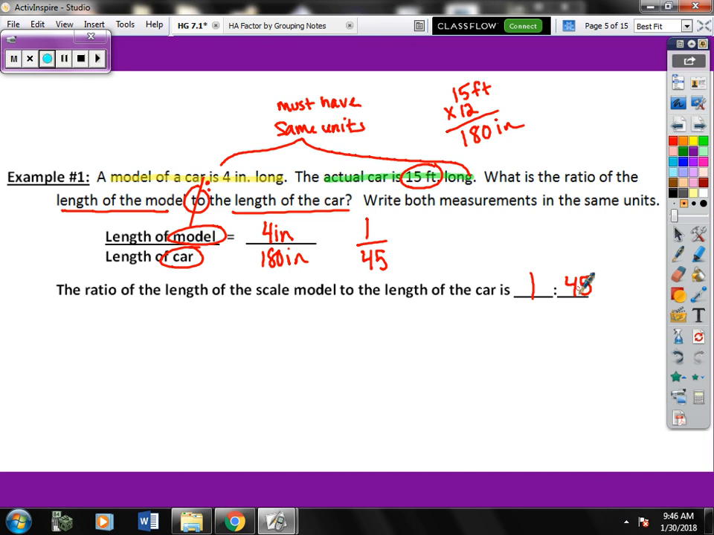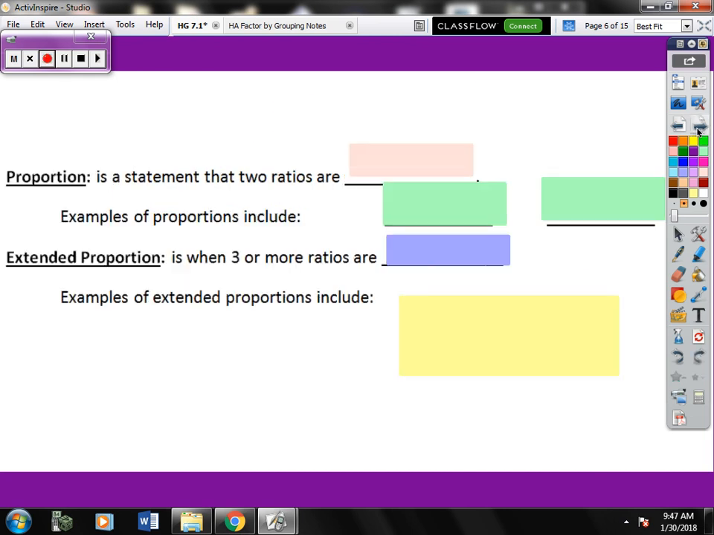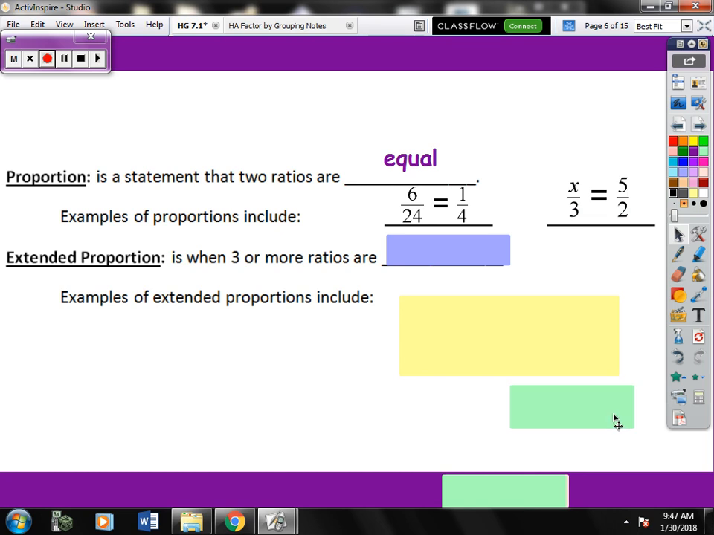All right, a proportion is where we actually take two ratios and we put an equal sign in between them. So we'll have a fraction equal to a fraction. So it's a statement that two ratios are equal. Example would be equivalent fractions. 6/24 equals 1/4. So you can have all numbers. You can also have variables. So like x over 3 equals 5 over 2. This is more so what we'll be seeing today and also tomorrow with our similar figures.